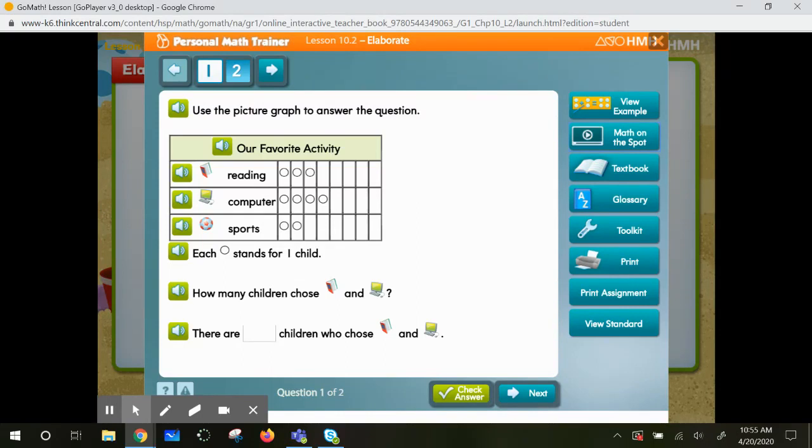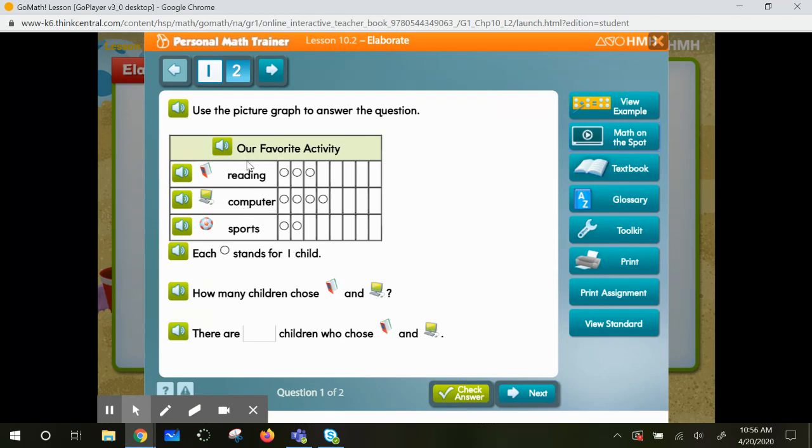All right, we are really struggling with math on the spot today. It is not wanting to run. So we're going to just look at this and talk about this graph right here. It says use the picture graph to answer the question. Remember, each graph needs to have a title. This title says our favorite activity.